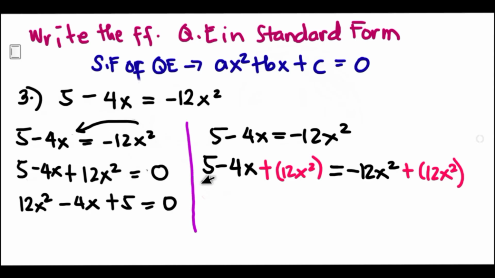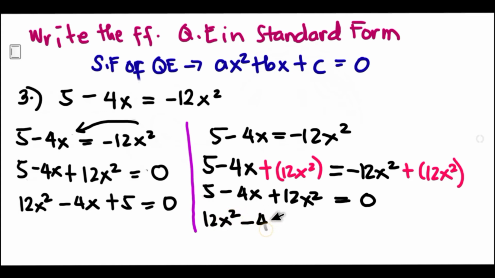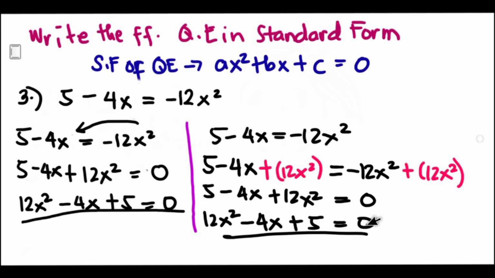So, pag sinimplify natin, magiging 5 minus 4x plus 12x squared. Ito, negative 12x squared plus 12x squared ay 0 na. Tapos, arrange na lang natin sa may pinakamataas na exponent pababa. Plus 5 is equal to 0. Look, kahit alin dyan sa dalawa ang gawin nyo yung method, parehas lang ang sagot na makukuha nyo.